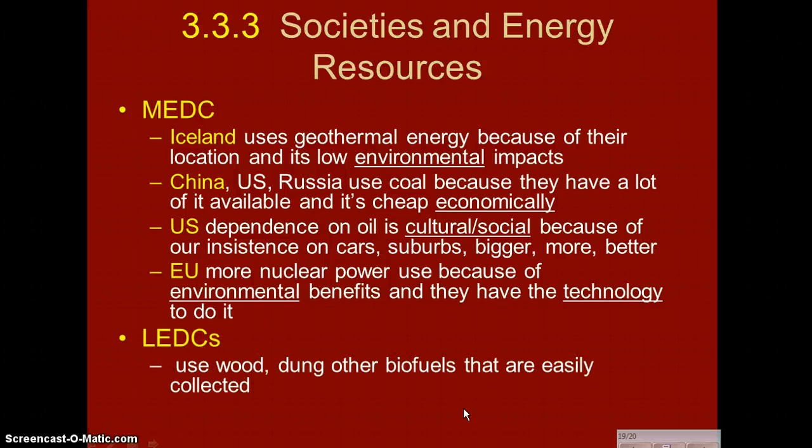LEDCs, on the other hand, whether that's a place in Africa or some rural parts of Asia or something like that, or some parts of Latin America, they're oftentimes going to use wood, the biomass, even dung or biofuels. Those things are cheap, easily collected, and they don't always have the technology available.